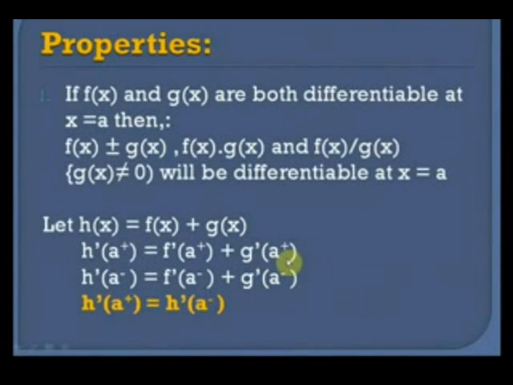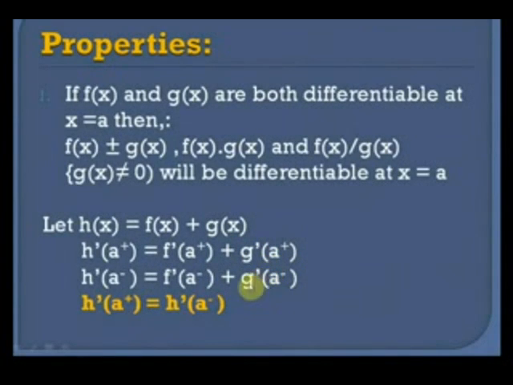Similarly, the left hand derivative of h(x) is equal to the left hand derivative of f(x) and g(x) at the point x equal to a. Now we also know that f(x) and g(x) are differentiable, that is, the left hand derivative of f(x) is equal to the right hand derivative of f(x) at the point x equal to a, and similarly for g(x).